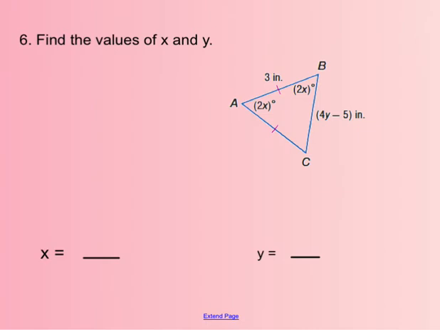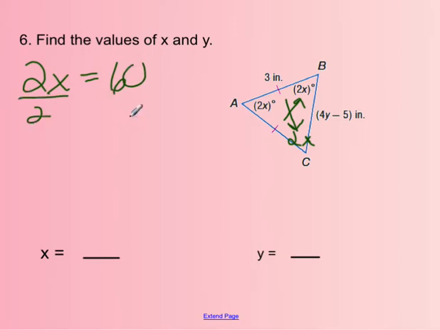So for number 6, we want to find x and y. I know that because those two sides are congruent, these two angles have to be congruent. So thus this angle also has to be 2x. So now all of my angles are 2x. So that means that they have to be a measure of 60 degrees. So 2x is equal to 60. Divide both sides by 2, and I get that x is equal to 30. So down here, x is equal to 30.